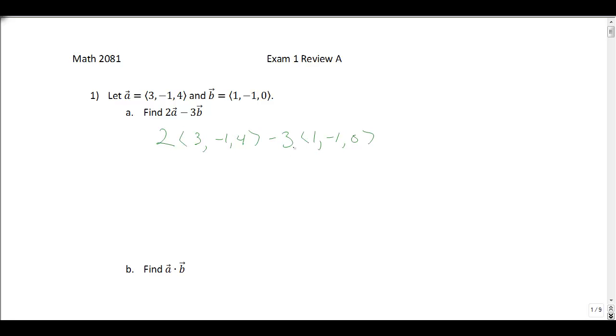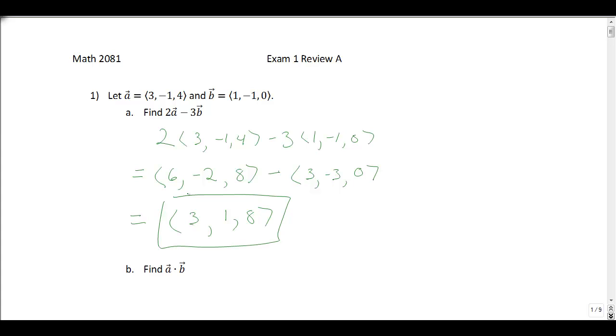Now when we multiply a vector by a scalar, we just distribute this 2 to each of the 3, negative 1, 4, and this 3 to each of the 1, negative 1, 0. So what we get, 2 times 3 is 6, 2 times negative 1 is negative 2, 2 times 4 is 8, minus 3 times 1 is 3, 3 times negative 1 is negative 3, 3 times 0 is 0, and then the subtraction with vectors is just component-wise. So we get 6 minus 3, that's 3, negative 2 minus negative 3, it's negative 2 plus 3, that's 1, and we get 8 minus 0, that's 8. So our answer here is the vector 3, 1, 8.